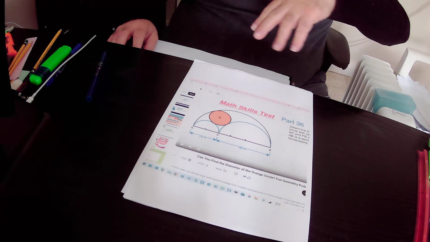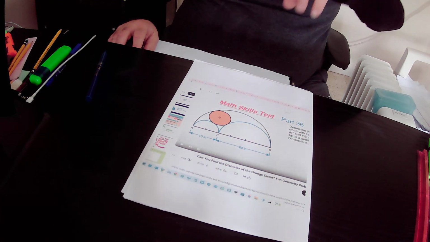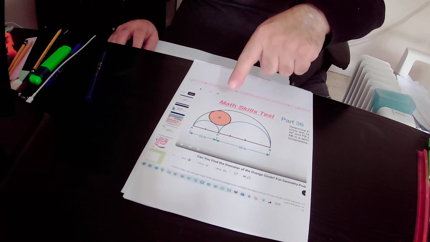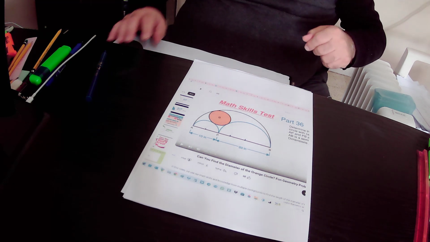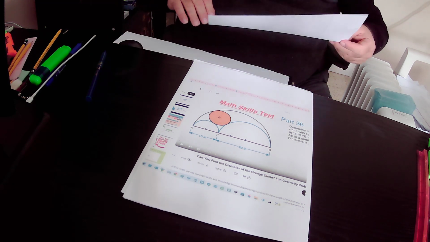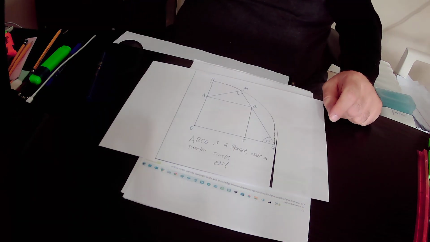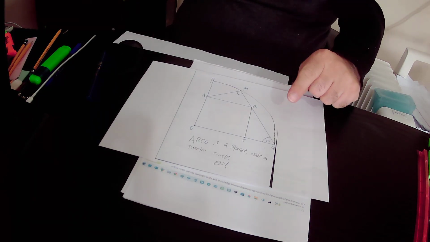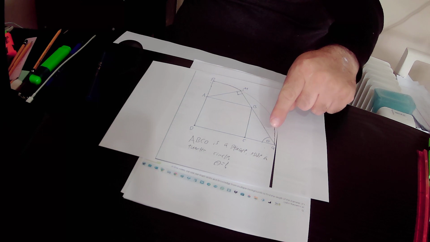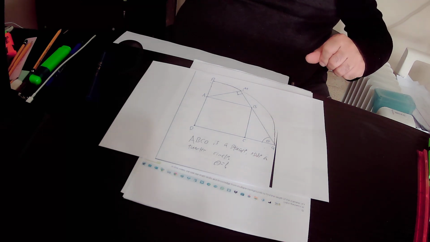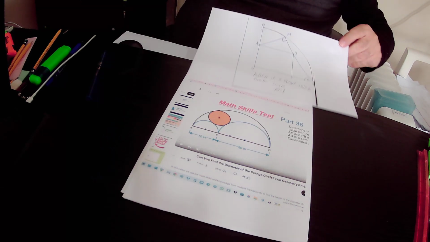Hello, in this lecture we will answer two questions. The first question is to find out the diameter of this orange circle, and the second question is to find out the size of this angle theta. So we'll start with the first question.